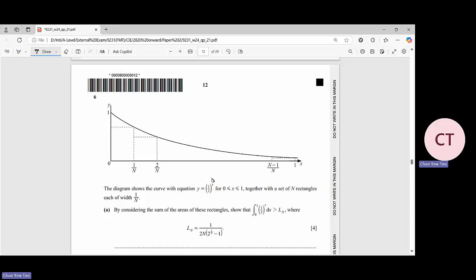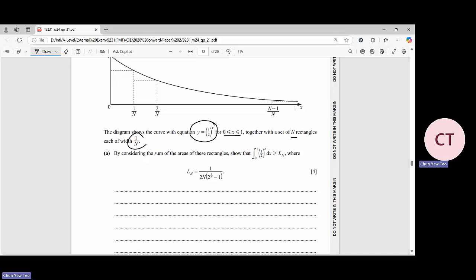The curve with the equation y equal to the half power x, where x is from 0 to 1, together with a set of n rectangles with each of the width 1 over n. By considering the sum of the areas of rectangles, show that the integration, the area here, is greater than the l n, where l n is given as such. So we need to show that the l n looks like this, the lower bound value. So for me, usually I will just let this equation be f x.